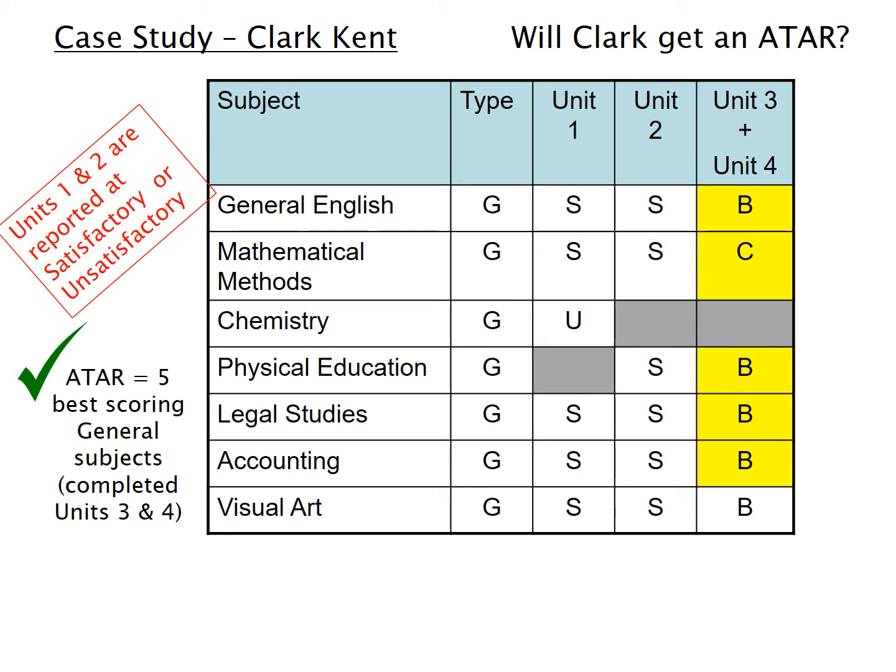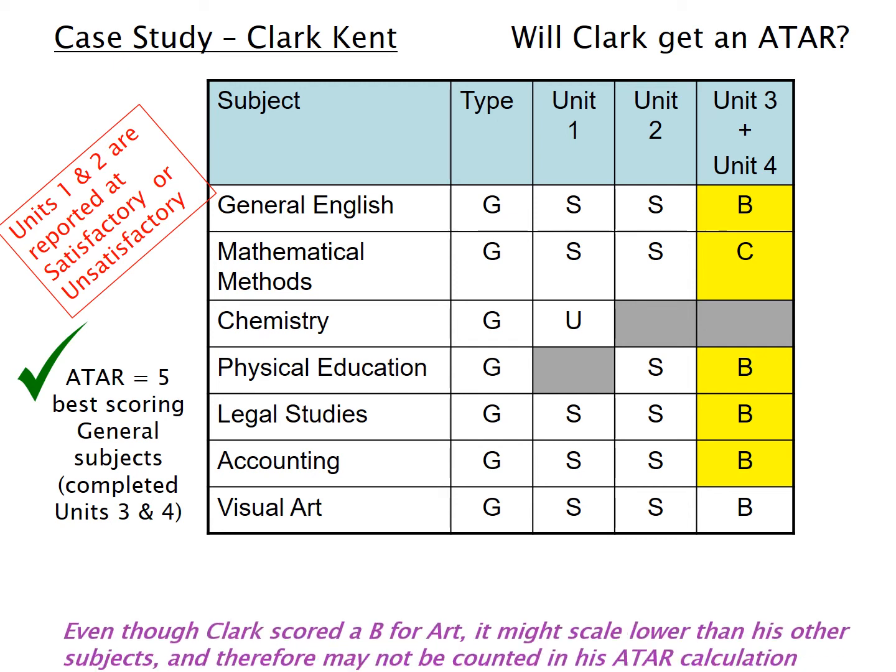Now, interestingly enough, you'll see that mathematical methods is highlighted and art isn't. Now, we don't exactly know if mathematical methods is going to rate better than art at this stage, but this could very well happen. Mathematical methods is one of the higher math subjects, and it could very well work out that a C in math methods might beat a B in the visual art.